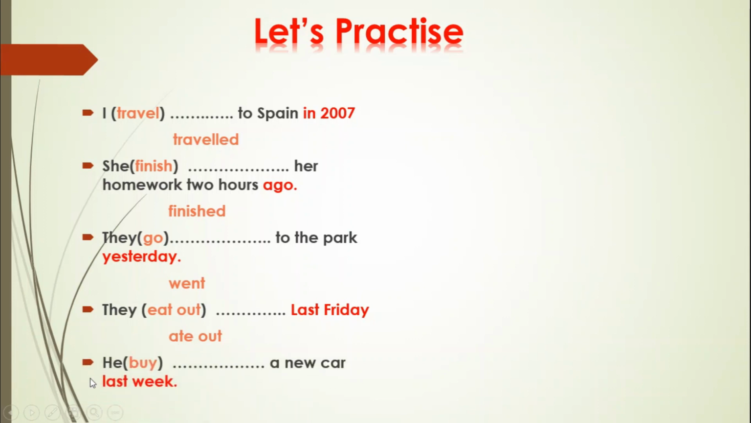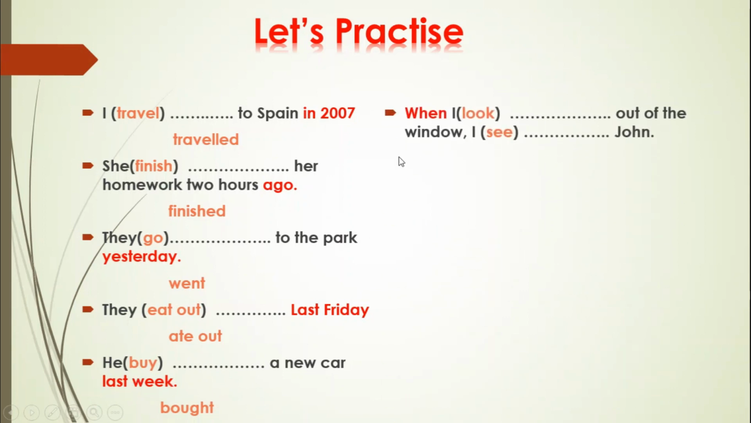She buy a new car last week. We have last week. So buy is irregular. The past simple of buy is bought.